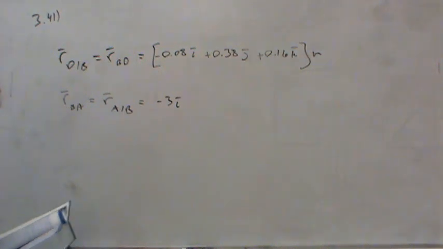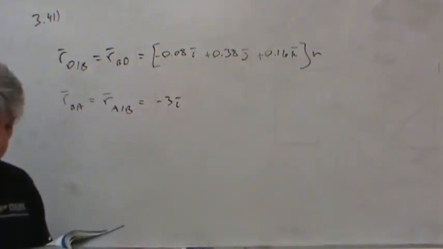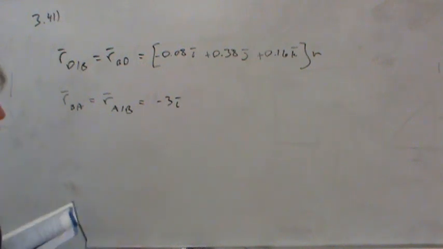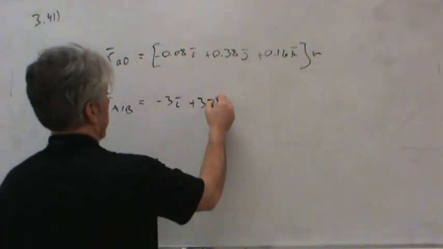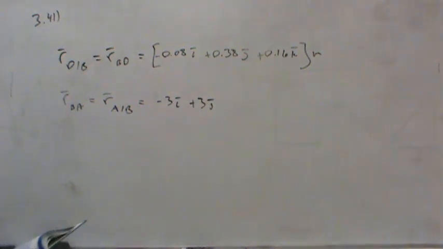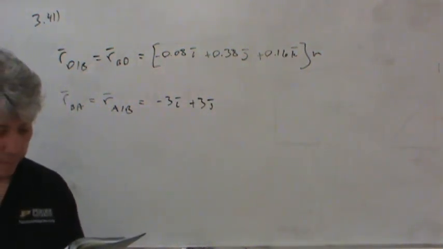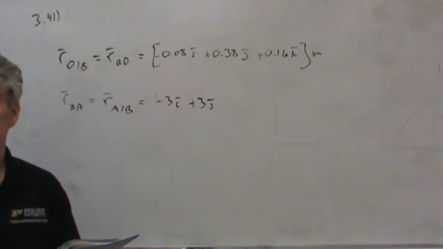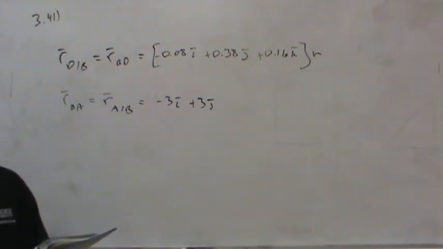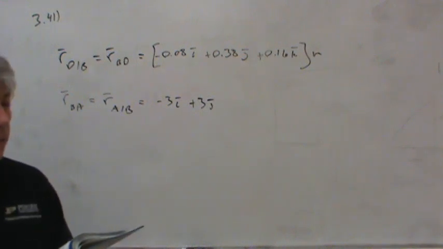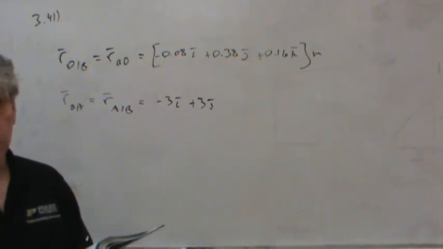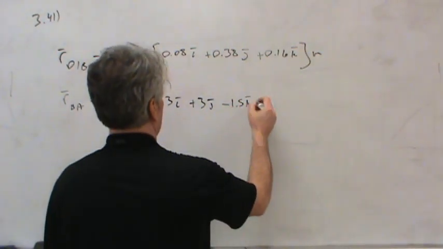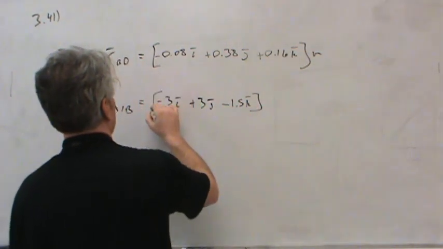Good. What's next? For y, that would be positive 3. Good. Plus 3 j. Somebody else give me k. k is negative 1.5, since it's from B to A. Negative 1.5 k. See that? These are also meters.